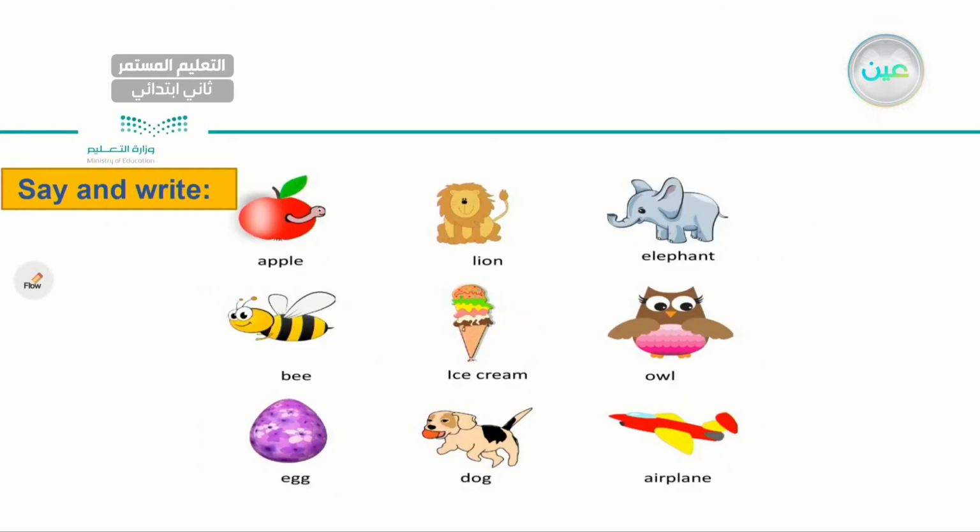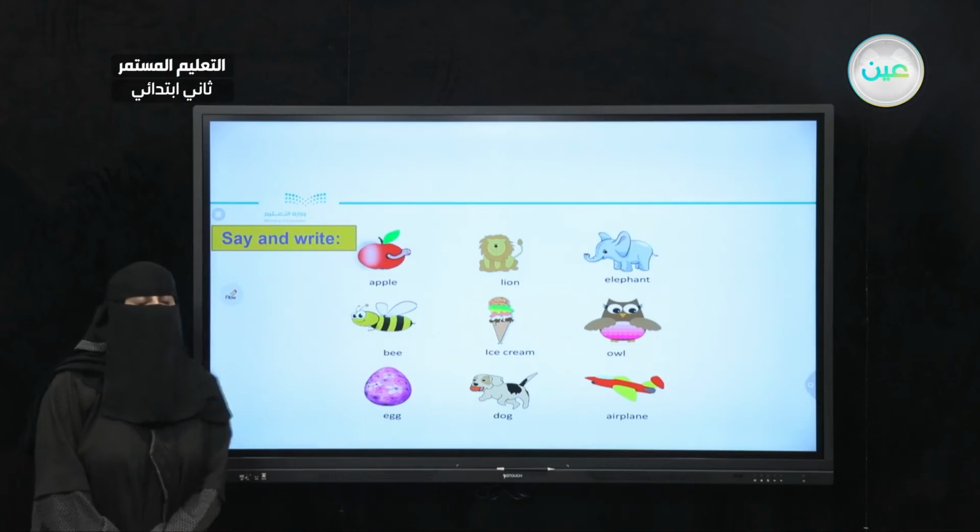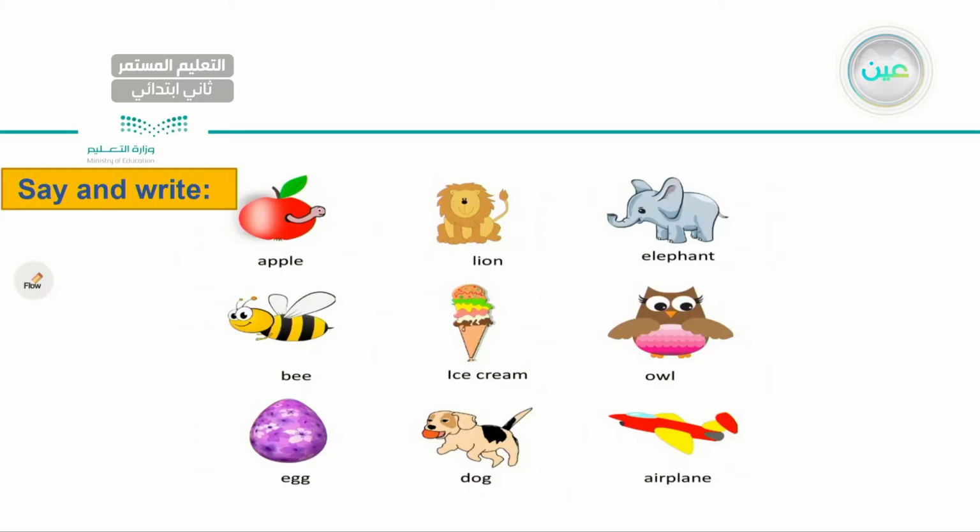Now, again, I have several pictures here. What I need you to do is name and then choose the correct article. Say and write. Apple. So you have to look at the first letter. Is it a consonant or a vowel? Actually, it's a vowel. So, an apple. Very good.